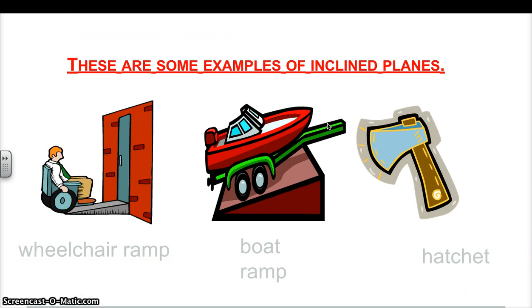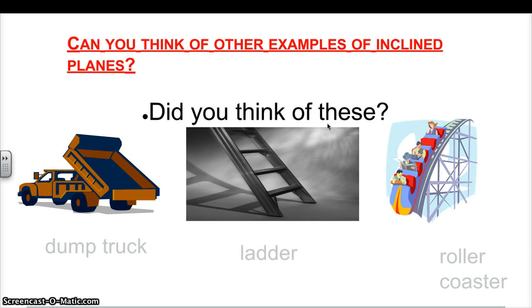Here are some examples of inclined planes: a wheelchair ramp, a boat ramp, and a hatchet. Now, there are other ones we don't think of all the time, like dump trucks, ladders, roller coasters.